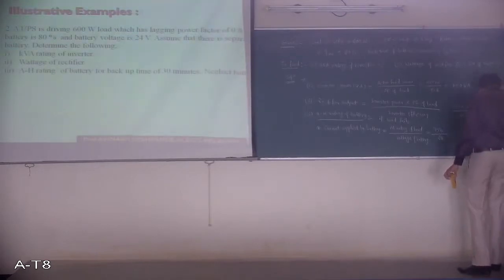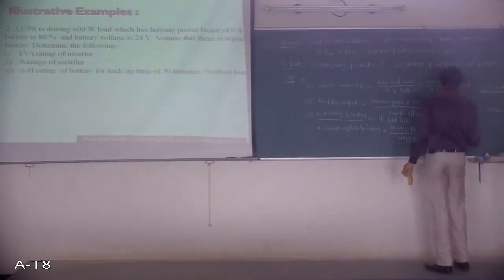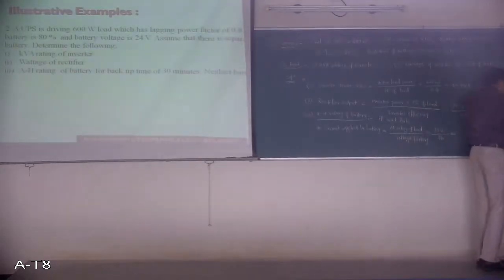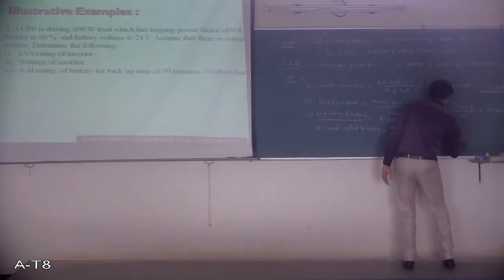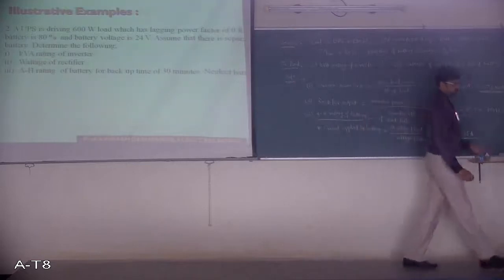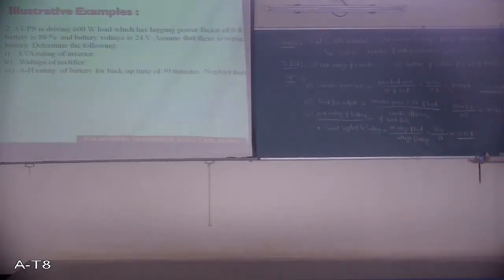Now you calculate how much current you will get. Please do this particular exercise. 750 divided by 24, what will you get? Is it 31.25? Yeah, 31.25 amperes. This much current.